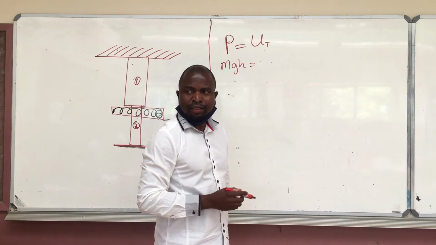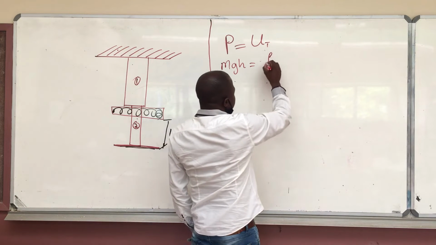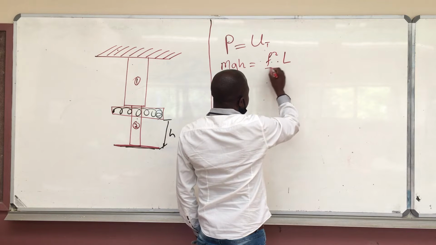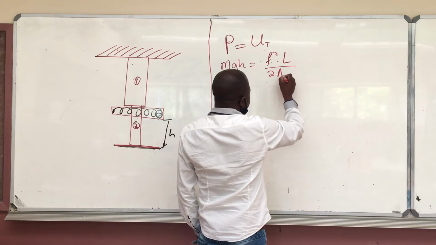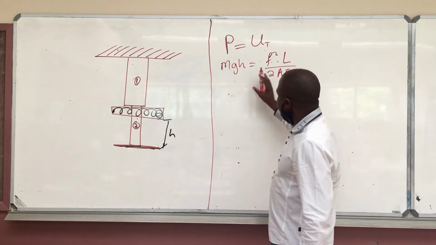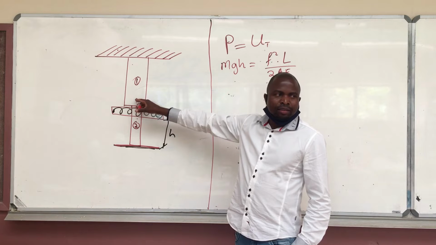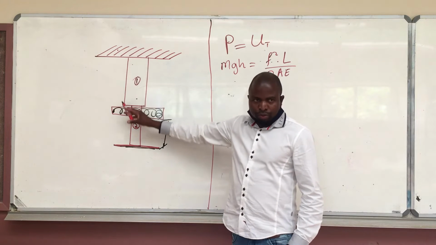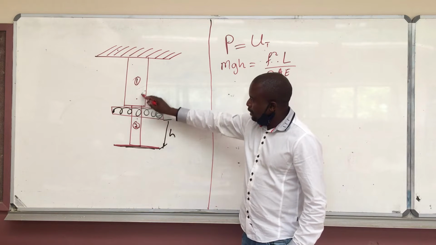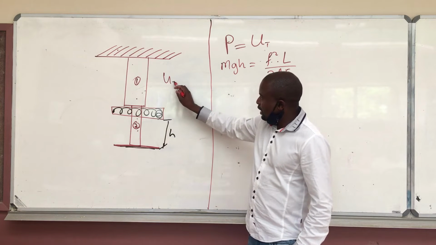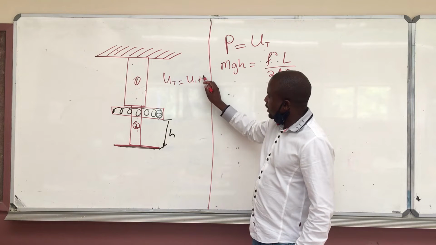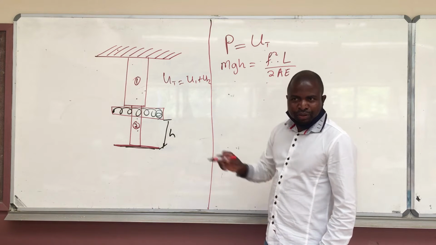And strain energy? It's F squared L over 2AE. But this is provided only if it's one rod. Remember, if we have two rods like this one, your total strain energy will be strain energy 1 plus strain energy 2. You understand that one?